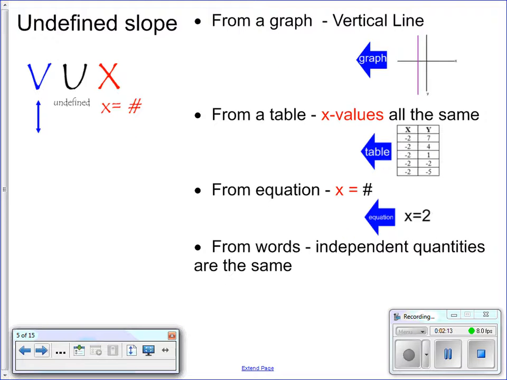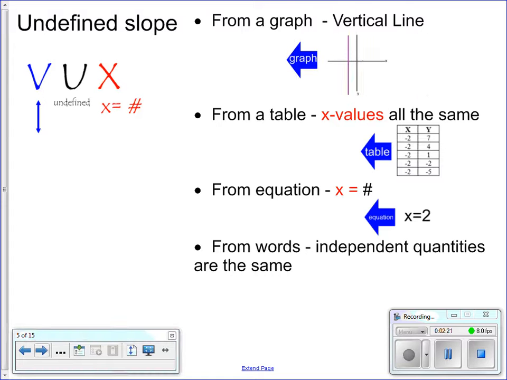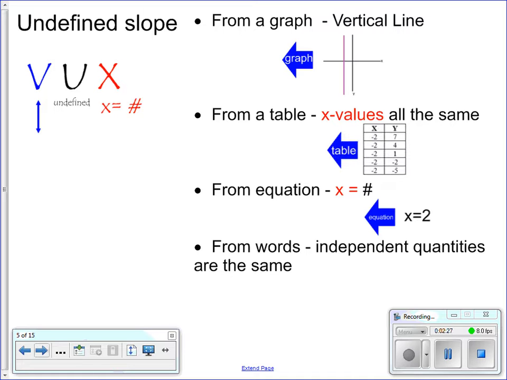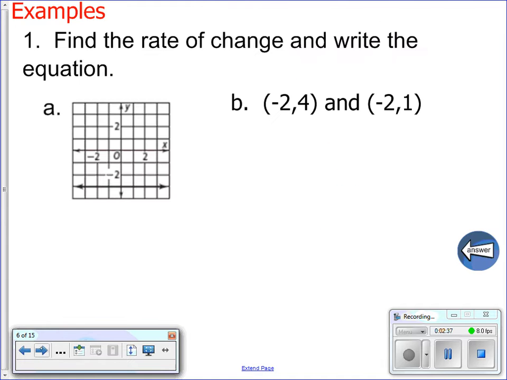And then we have undefined slope, which is VUX. So it's a vertical line, which is undefined, and the equation says x equals. So your graph is an up and down line, and in your table, all the x values are the same. So when you write your equation, it doesn't matter what y is, x is always 2. And from the words, the independent quantities are the same.